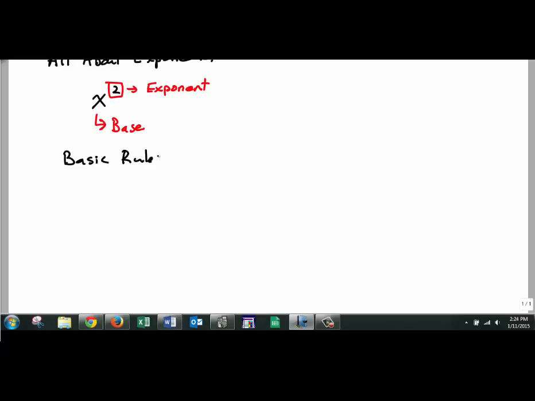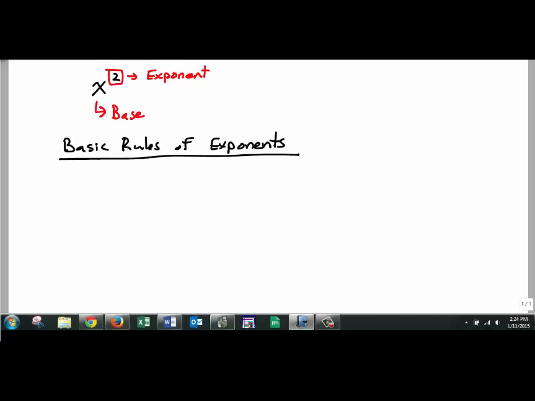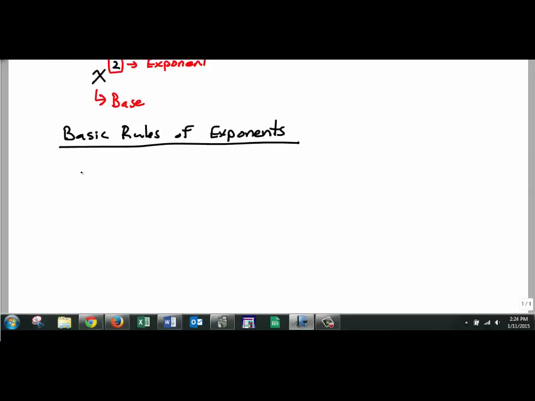When we talk about the basic rules of exponents, we need to remember what the base is and what the exponent is. So remember this expression up here. When we talk about these rules, I'm going to use letters, and of course when we start working on homework problems we'll use numbers in their place as well, but I want to make sure we can look at this generically. So our first rule of exponents is anything to the 0 power is 1.